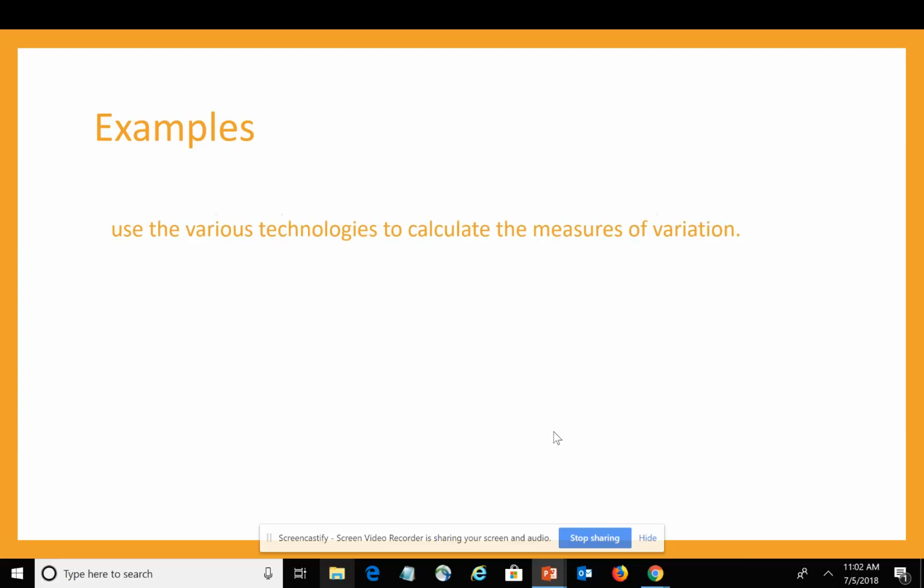Okay, so examples. We'll look at those in another video, all at once, to see how to calculate measures of center, measures of variation, and also measures of position using the different technologies. I want us to get through all of the discussion first.